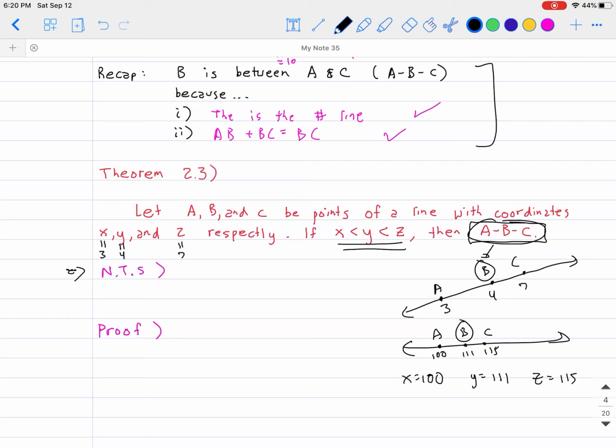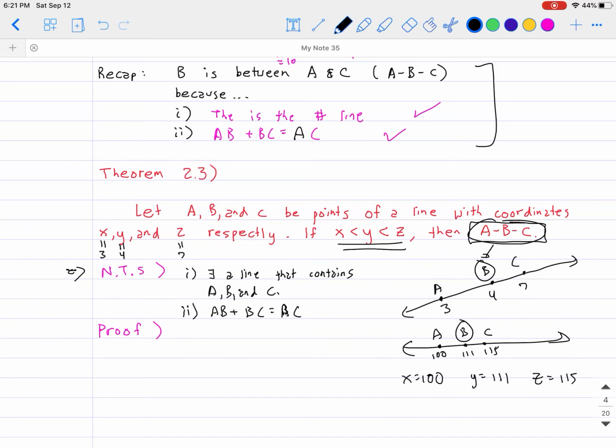Well, according to what we've been saying so far, if B is in between those 2 points, then I need to show there is a line that is going to contain all of them. So here is going to be number 1. There exists a line that contains points A, B, and C. Okay, so that's the first condition. And then the second condition is that AB plus BC is equal to AC.